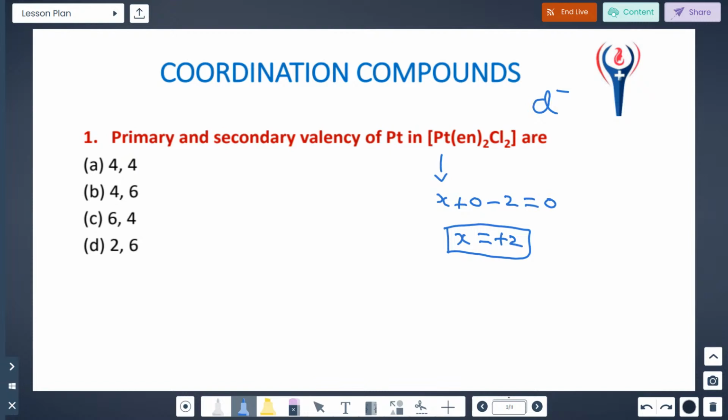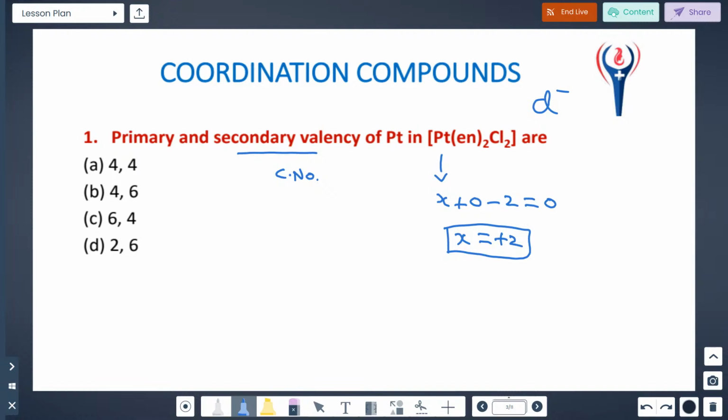Secondary valency, just remember, is the coordination number. Secondary valency is nothing but coordination number. What is the definition of coordination number? The number of coordinate bonds around the central metal ion is called coordination number.